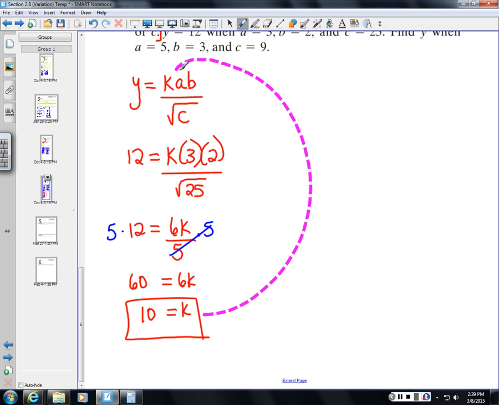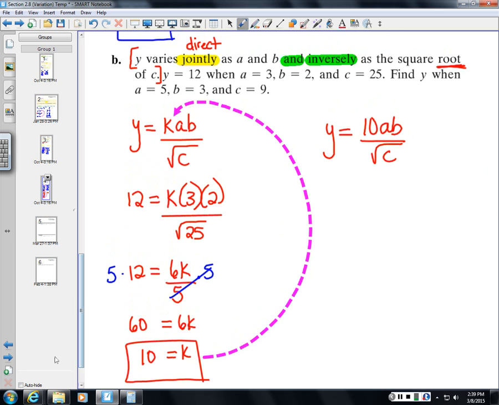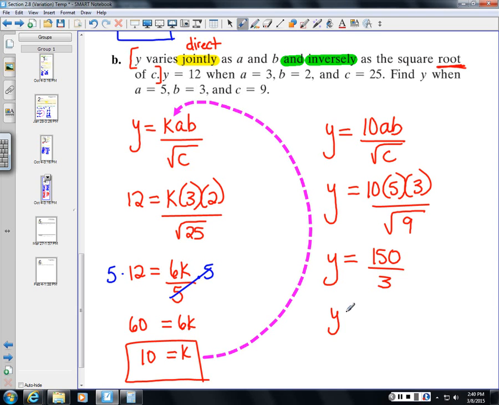That's going to take me back up to the beginning, where I will now plug that in. So we've got 10ab over the square root of c. So now we're ready for the final problem, which is now they tell me a is 5, so I have 10 times a, which is 5, times b, which they give me as 3, over the square root of c, which they give me as 9. This is going to give me an answer of 150. 10 times 5 is 50. 50 times 3 over 3, which gives me an answer of 50.